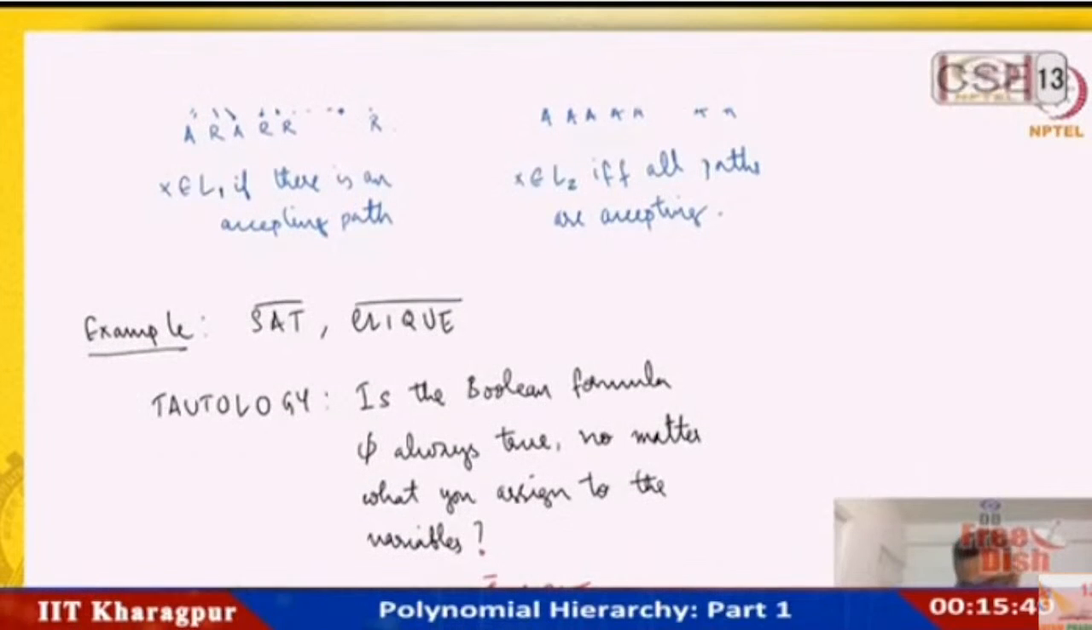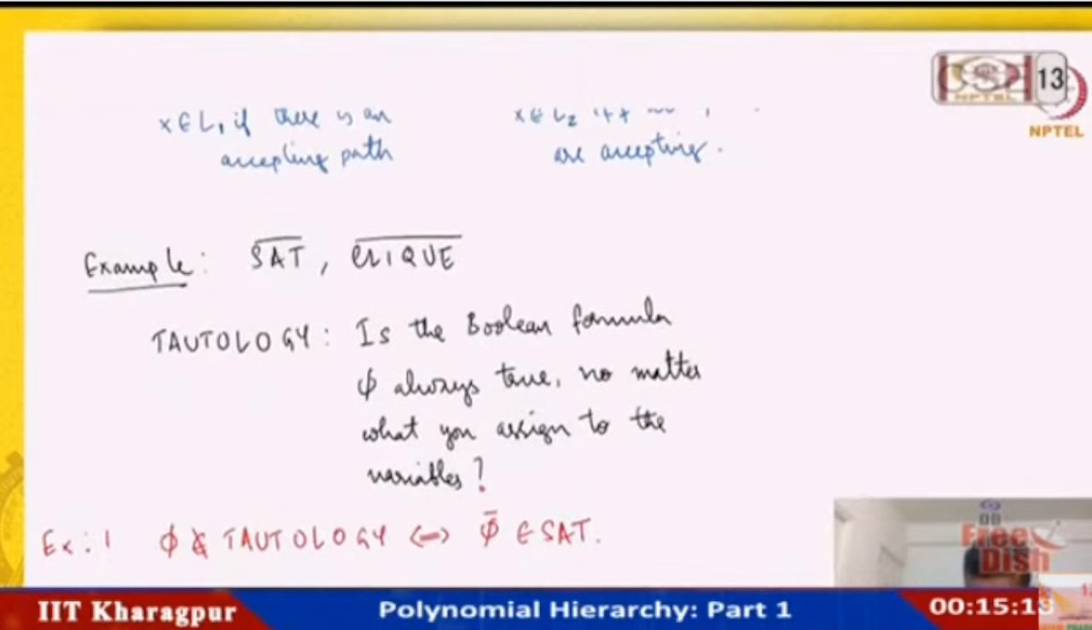So some examples are SAT complement. SAT is in NP. The complement language of SAT is SAT complement, the set of all Boolean formulas that are not satisfiable, right? Another is the set of all pairs G, K such that G does not have a K clique. That's the complement of clique, right? These are examples of CoNP languages. These are in CoNP.